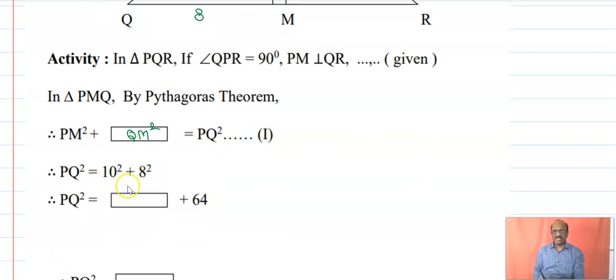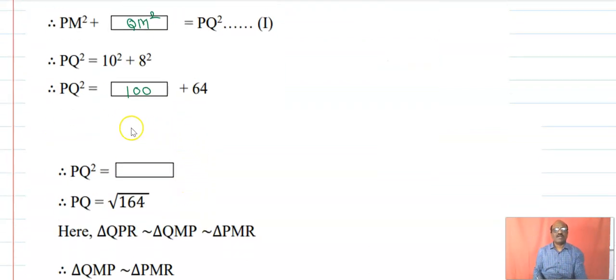The values are substituted. Here 8 square, and here the square of 10, and therefore here you will get 100 plus 64, and that is equal to 164, and therefore PQ is equal to root of 164.